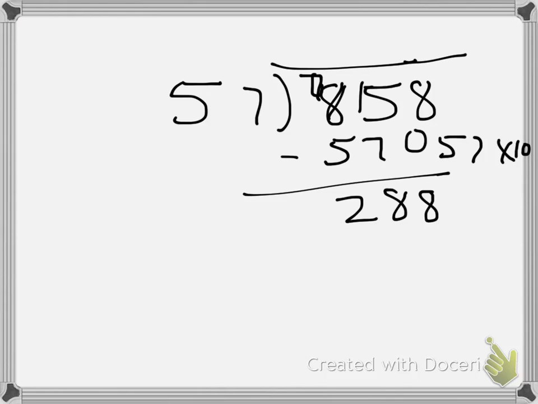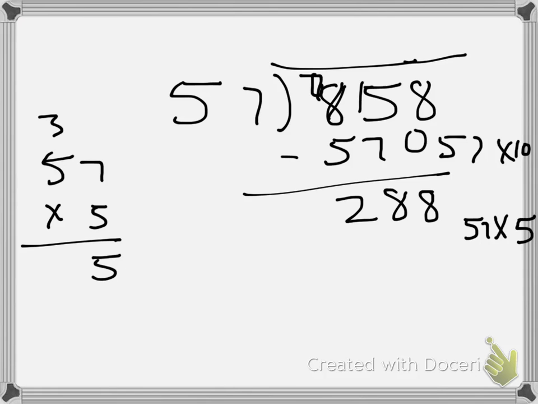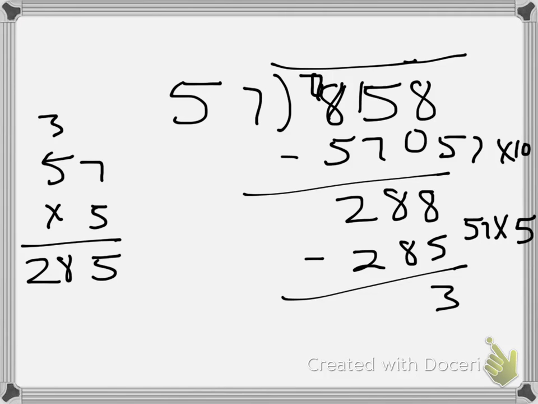Well, I can't do 10 times 57 this time, so I'm going to split that in half and go 5 times 57. So 5 times 57, well, I don't know that off the top of my head, so I'm going to just multiply it over here. 5 times 5 is 25, 28. So 285. Look at that. I have 3 left over. So I have 10 groups and 5 groups of 57, and that means I have 3 left over.